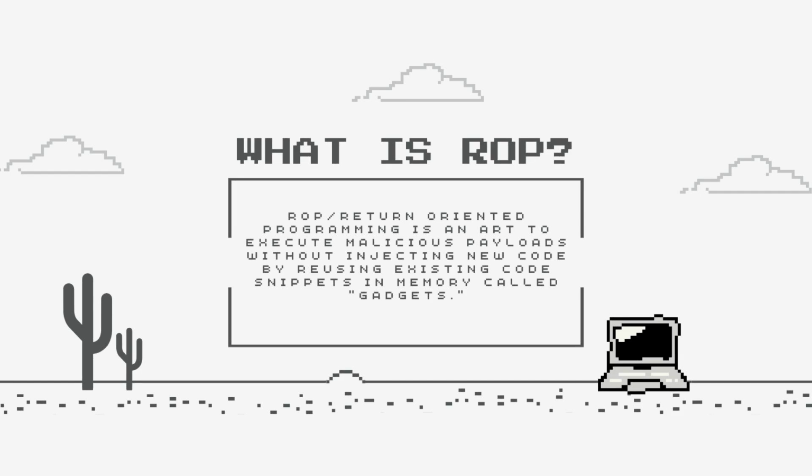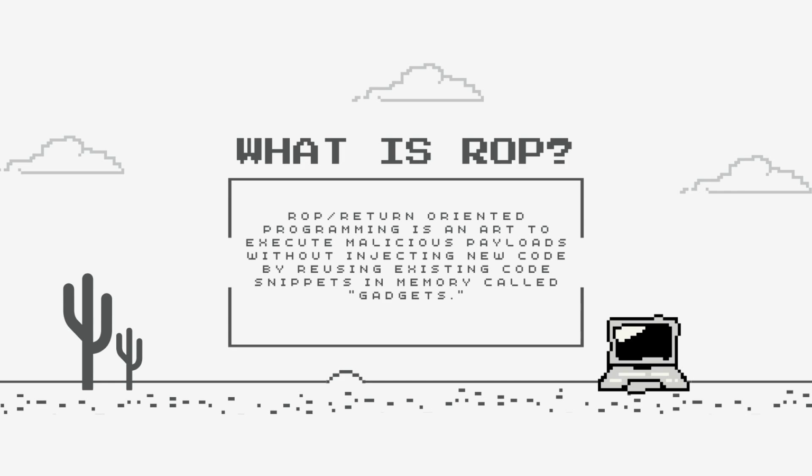So, what exactly is return-oriented programming? ROP is an advanced exploitation technique, some call it an art form, that allows attackers to execute malicious payloads without injecting any new code into a program. Let me emphasize that, no new code injection required. Instead, ROP works by reusing existing code snippets that are already present in the program's memory. We call these code snippets gadgets.